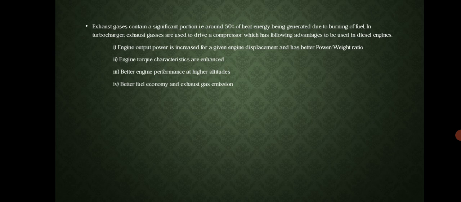Engine torque characteristics are enhanced, with better performance at high altitude, better fuel economy, and better exhaust gas emissions.